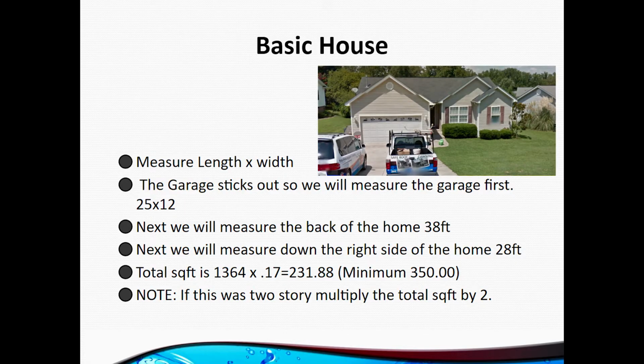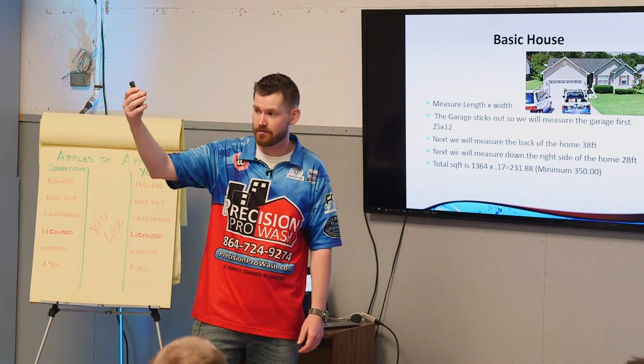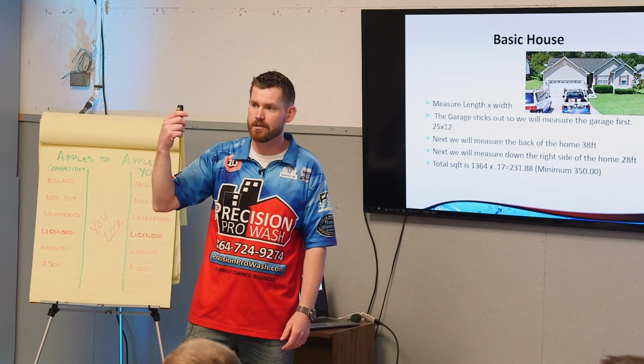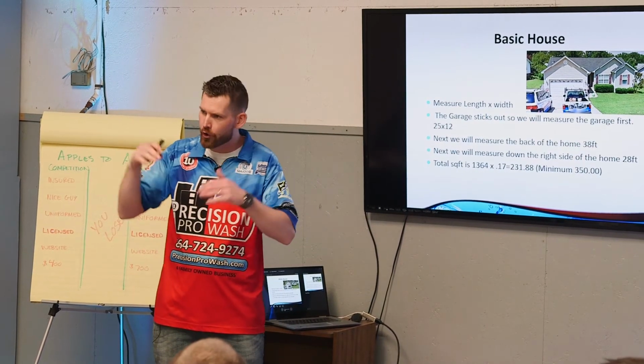But total square foot is 1,364 times 17 cents. I charge 17 cents a square foot for vinyl siding. If you guys want to flip to the back, to the pricing sheet on the back, go ahead and write 17 cents in there. Now again, this varies. You northern guys, right, are going to be a little bit higher priced. So you're going to be maybe 20 cents or something like that up there. But you got to know your market.